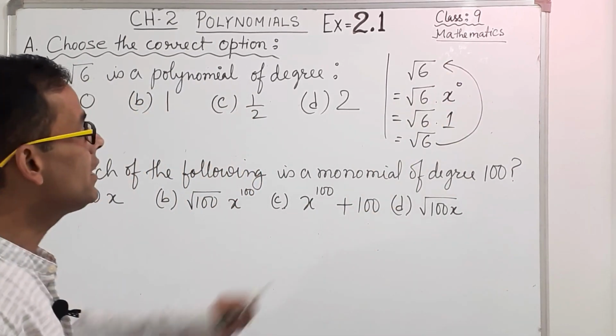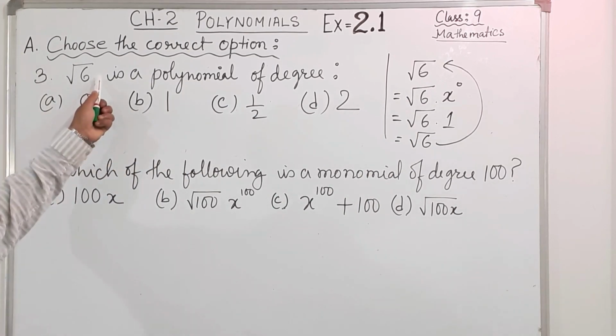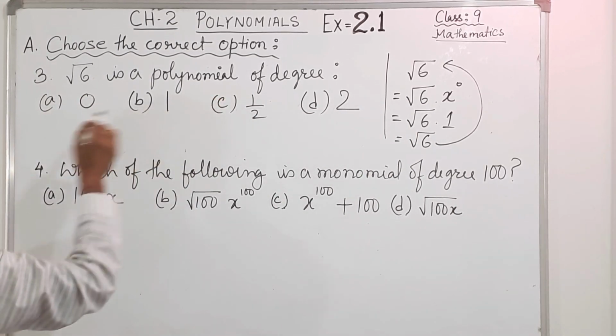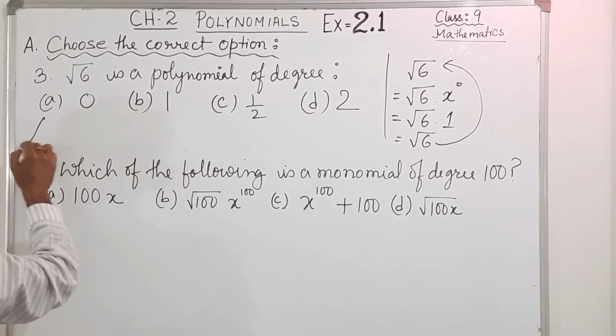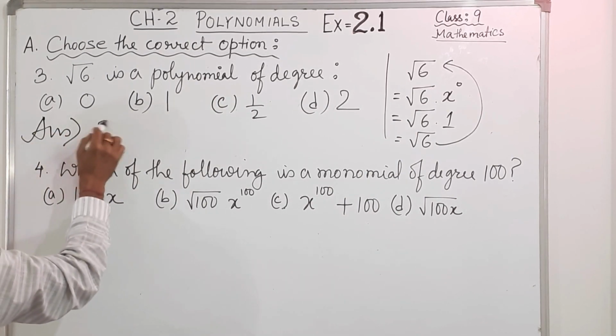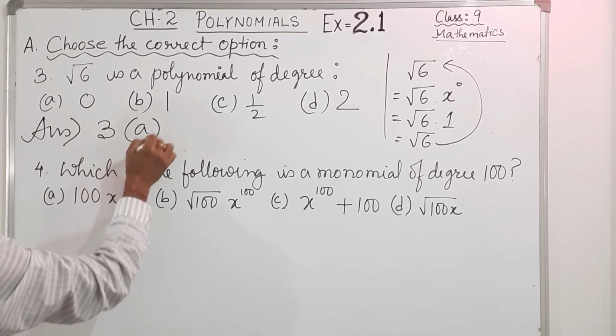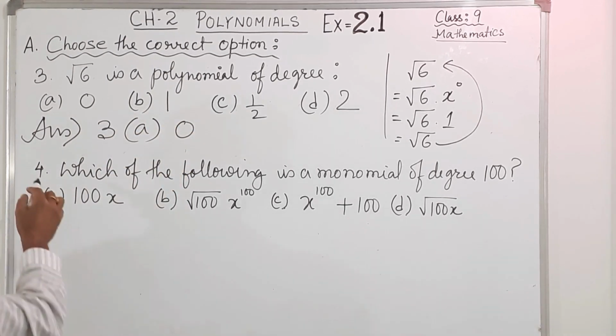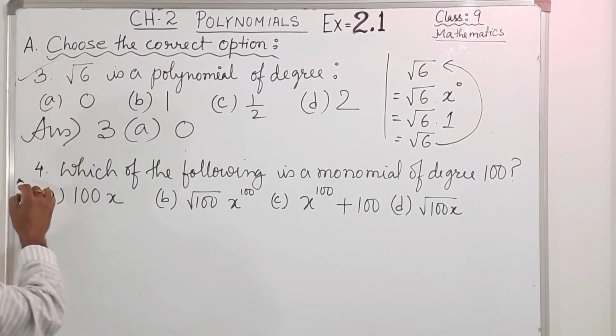Okay. That means here x is here, but its power is 0. So it is a degree of what? 0. So matching with which one? A. So answer 3, option A, and that is what? 0. Okay. Now next one, question number 3, I think we have done.